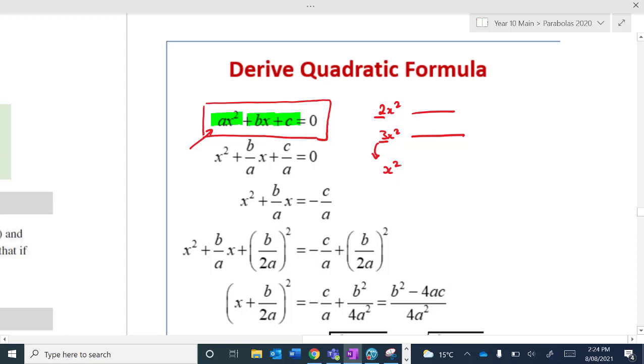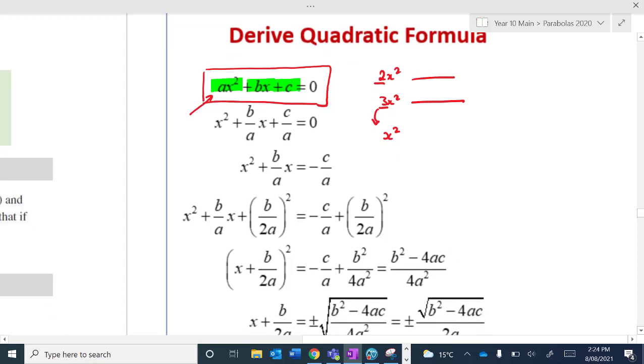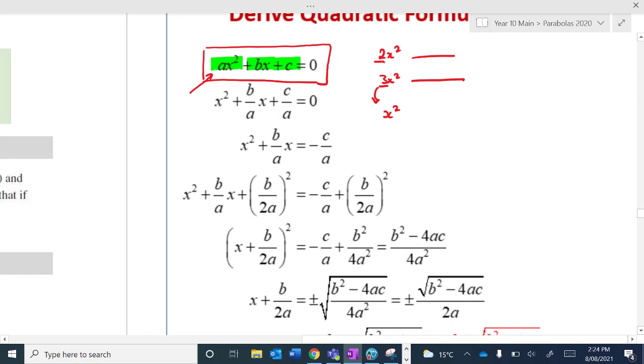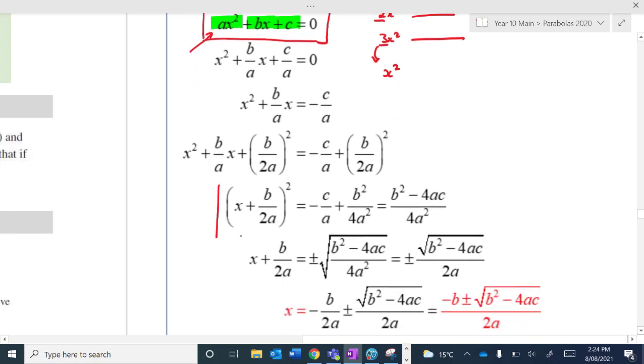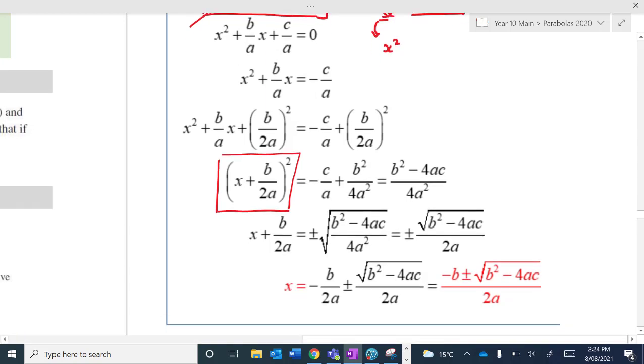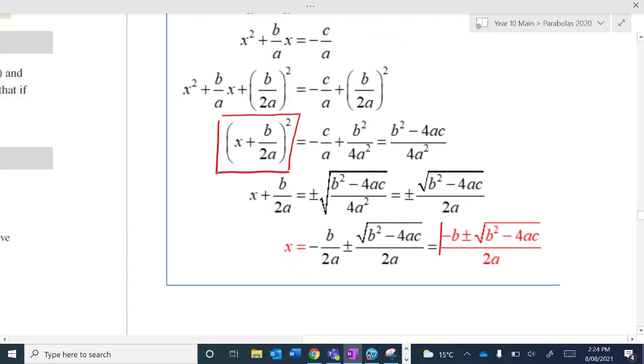And hopefully you can recognize that, although you don't need to prove this, what we're doing is then completing the square. So we're completing the square down here. And then we're getting everything over to one side. And when we do that, we finally get x is equal to minus b plus or minus the square root of b squared minus 4ac on 2a. And this is what we call the quadratic formula.